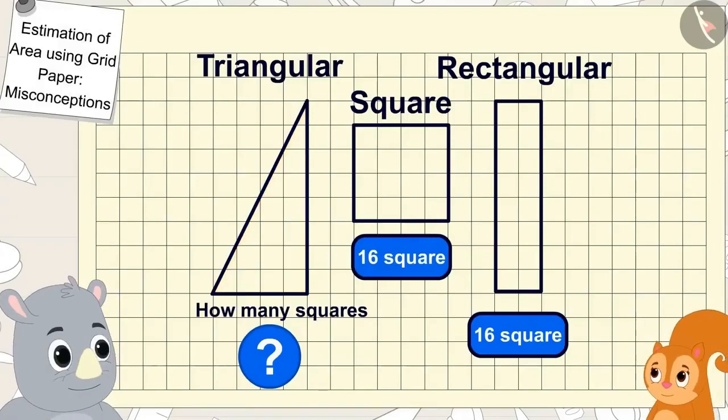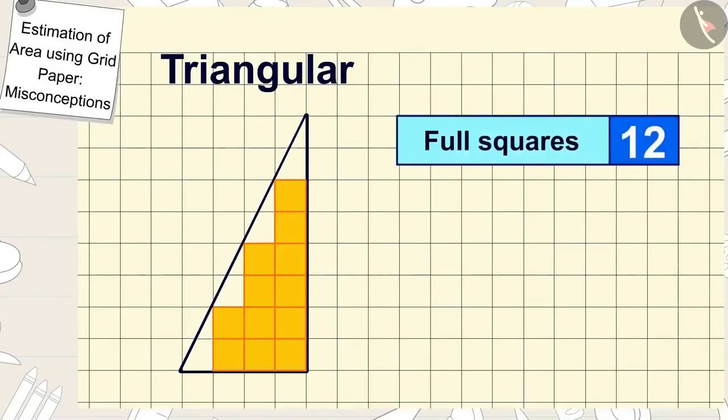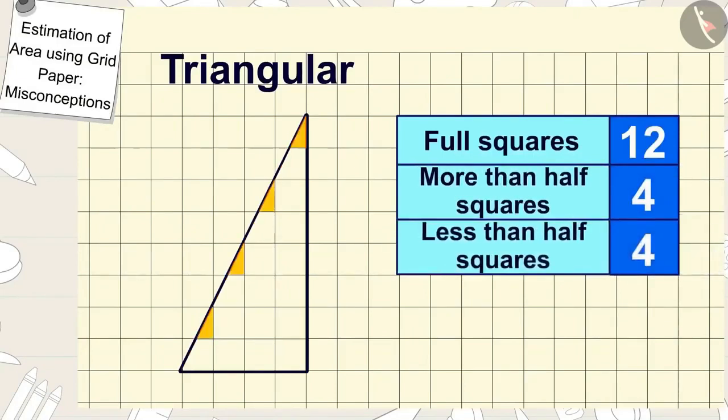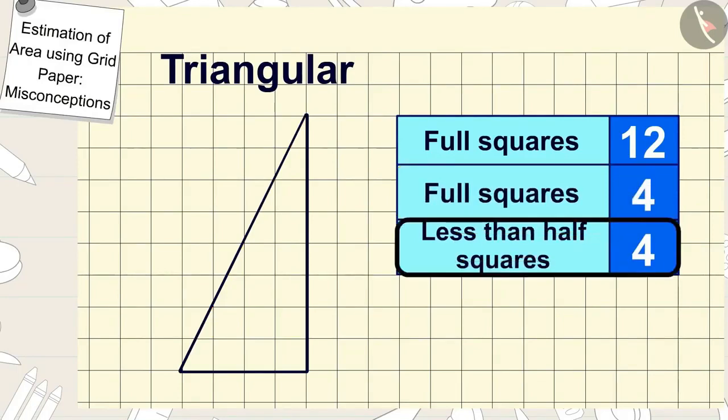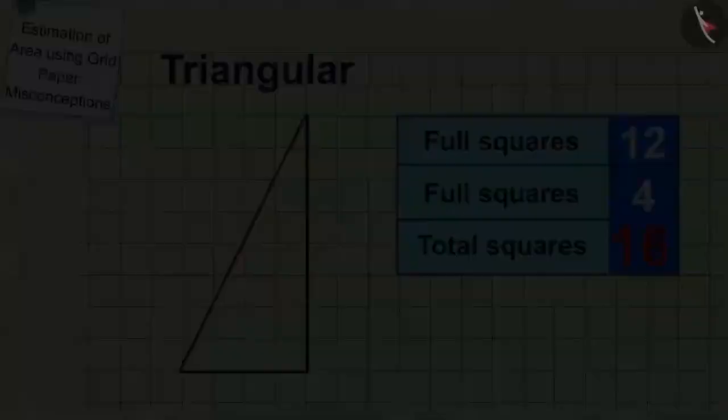Children, can you help Chanda find the answer? If you wish to, you may stop the video and find the answer. There are 12 full squares in the area of the triangle-shaped plate. There are 4 more than half squares and 4 less than half squares. So we will count 4 more than half squares as 4 full squares. And we don't count the less than half squares. In this way, there are 16 squares in the area of the triangle-shaped plate.